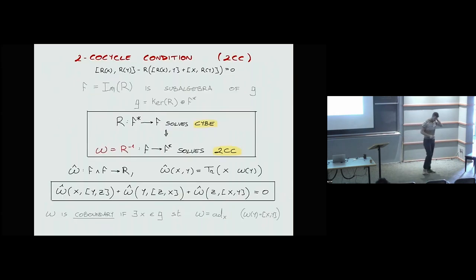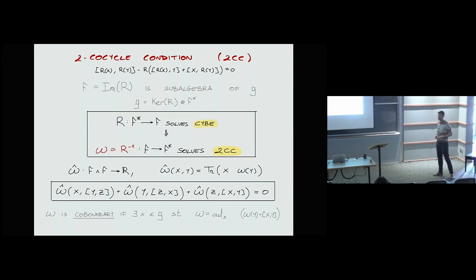I would like to indulge a bit more on algebraic properties of this classical Yang-Baxter equation, both because this is a very nice mathematical fact on its own, but also because it will play a role later in some physical calculation that I will want to do.